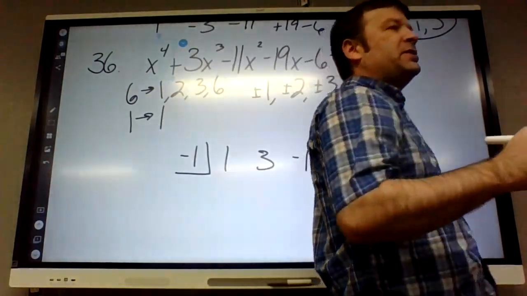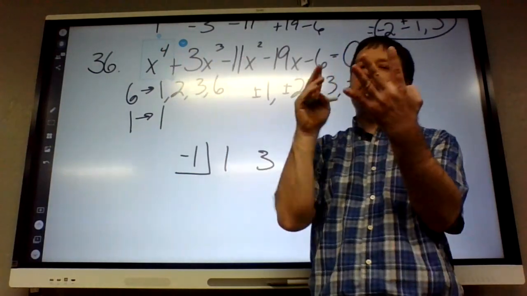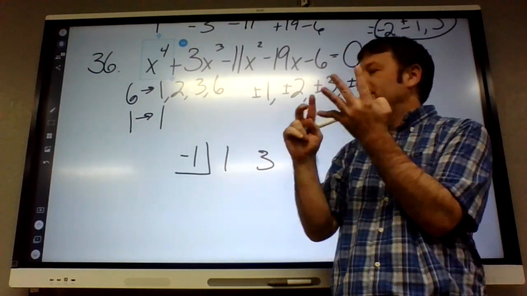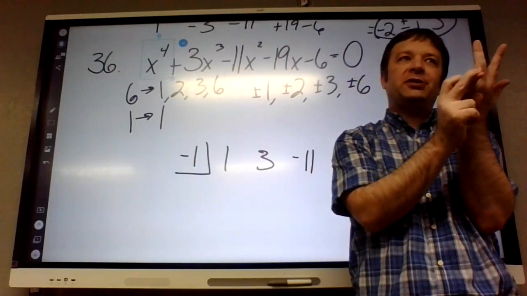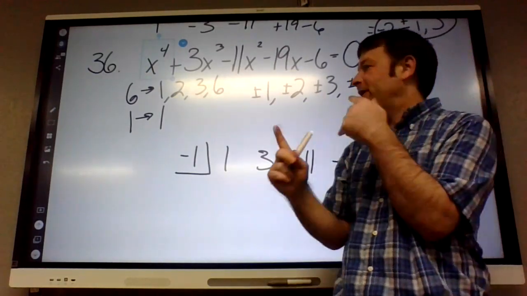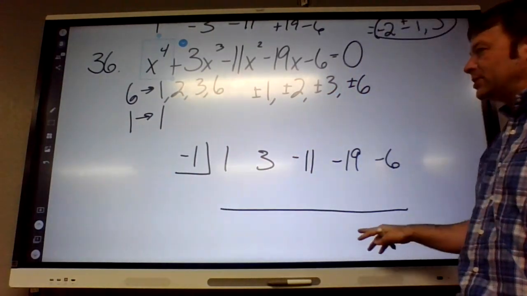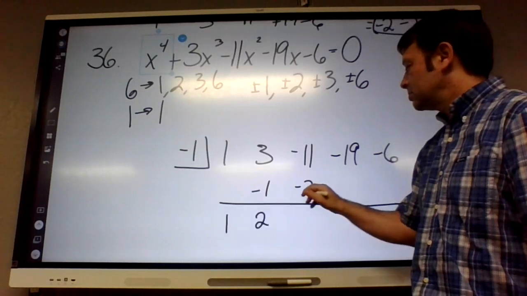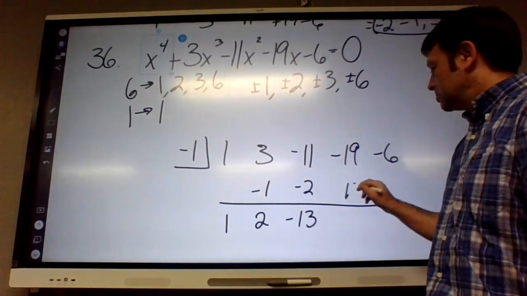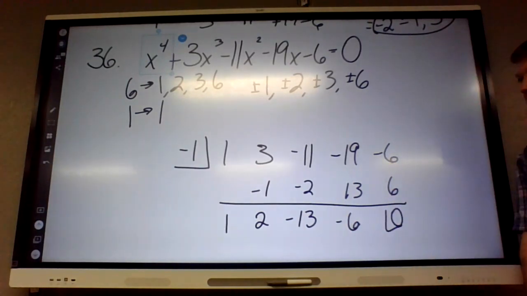Okay, what makes this one more challenging is it's an x to the 4th. So that means it should have 4 answers normally. So you have to take 2 answers out before you can get it down to an x squared. So we have to kind of do this trick twice. So -1's gonna work. There's so many parts to this. Yes, this is true. Okay, -1 does work.